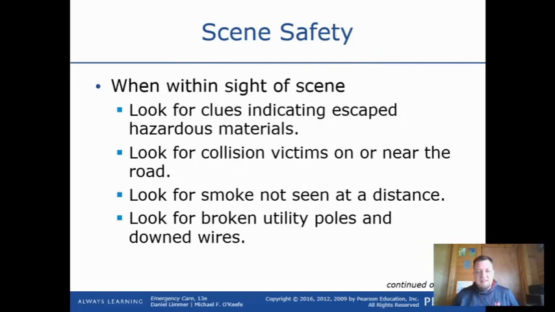So when we get within sight of the scene, we're going to still look for clues that indicate escaped hazardous materials like oil, gas, any kind of tanker, truck flip, or turnover or something like that. Look for collision victims on or near the road. Some patients immediately want to get out of the vehicle as soon as they've been in a car accident. So we want to make sure that we assess everybody, make sure that we know who was there and who was on scene and who was involved in the accident.